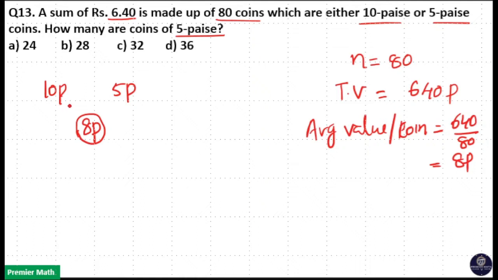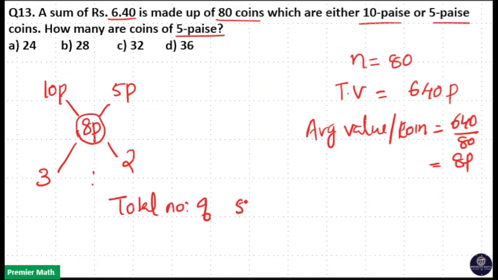Then when you use alligation, 10 minus 8 paise is equal to 2 paise. 8 minus 5 paise is equal to 3 paise. So 3 is to 2 is the ratio of 10 paise and 5 paise coins. That means the total number of 5 paise coins is equal to 2 part divided by 5 part. Total part is equal to 5 part and number of 5 paise coins is equal to 2 part.